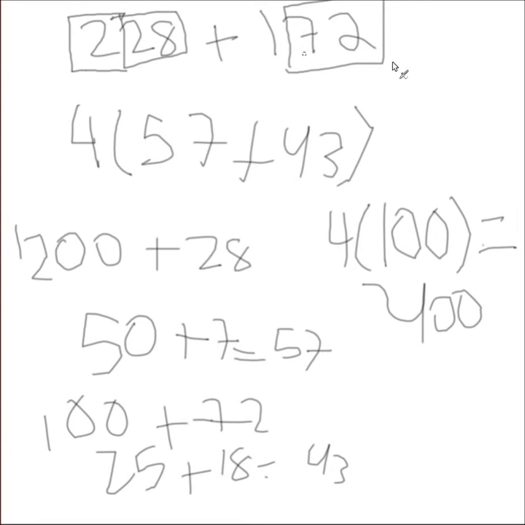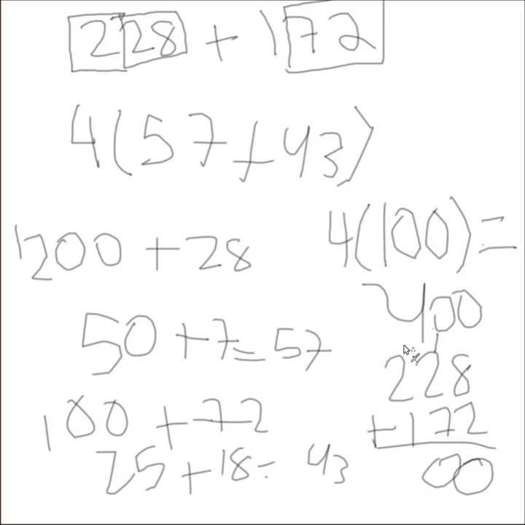And we did the same thing with 172. 100 plus 72, 25 plus 18 is 43. And then we applied the distributive property, and we got our answer of 400. Now to check, we can just add it. Now, I know it took a while for us to do this, but with more practice, the distributive property will eventually be faster than adding up the numbers. So you can see here, it worked. The answer is 400.